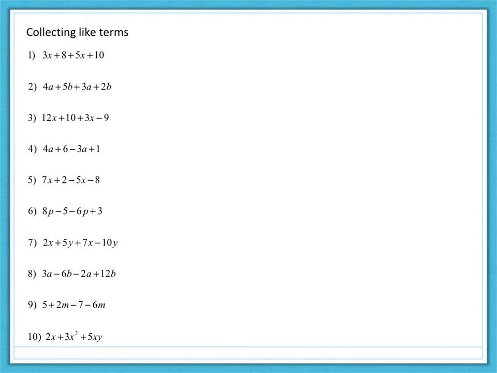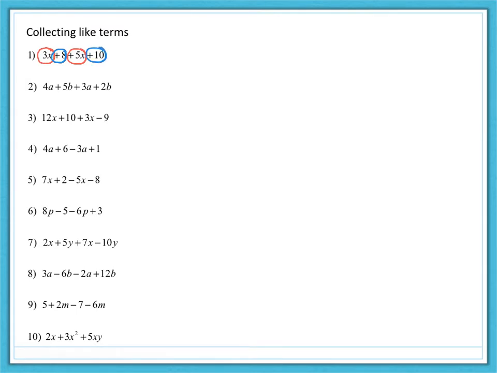Now let's look at a series of more complex examples. I recommend taking 2 different colours as you look through each of these examples and work through them. I'm going to highlight in question 1 the like terms. Now there is a golden rule here. Every term owns the sign that comes directly in front of it. So that's not just a 5x, that's a plus 5x. That's not just an 8, it's a positive 8 and then a positive 10 here.